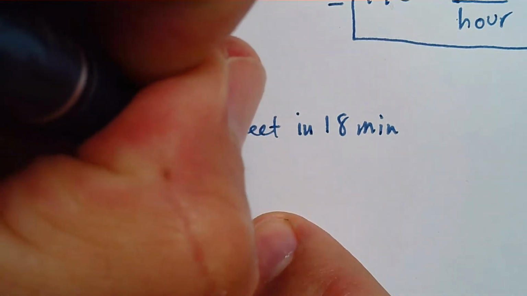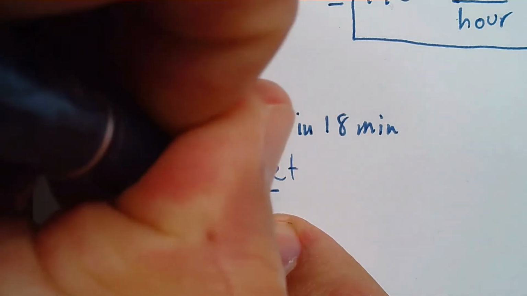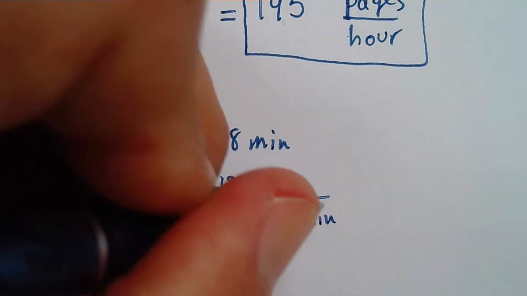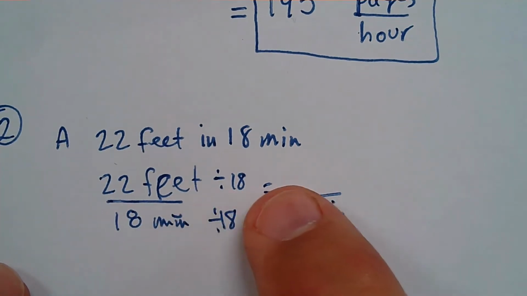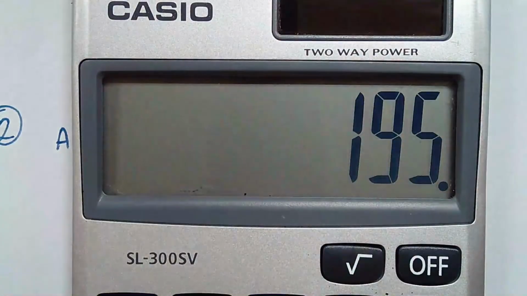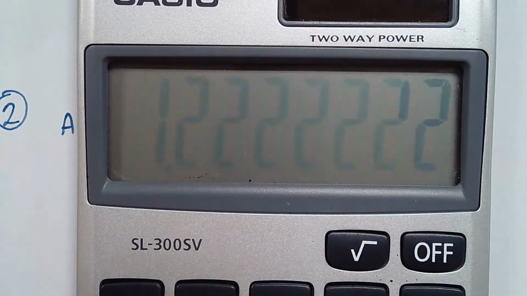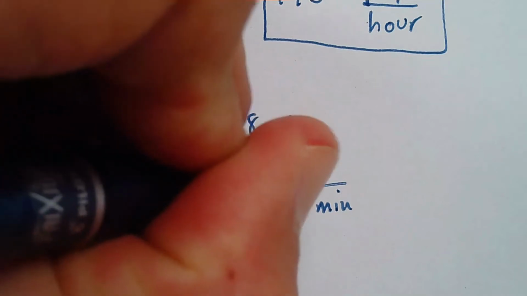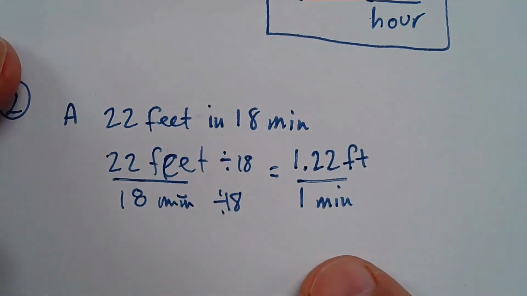So let's do 22 feet in 18 minutes. Divide these both by 18. And in the denominator, it'll be 1 minute. And so when we divide this, it'll tell us how far we go in 1 minute. So 22 divided by 18 is 1.22. So that's 1.22 feet in 1 minute.